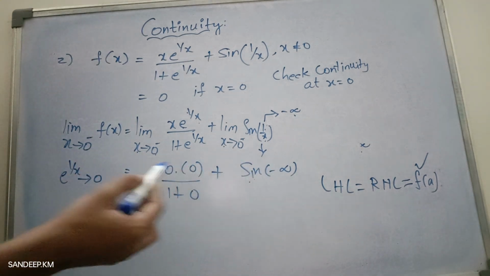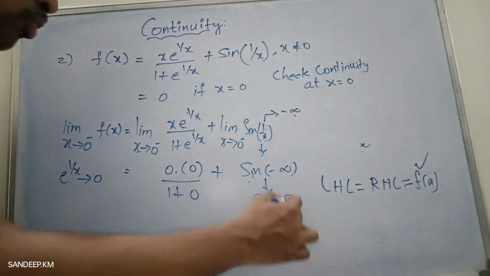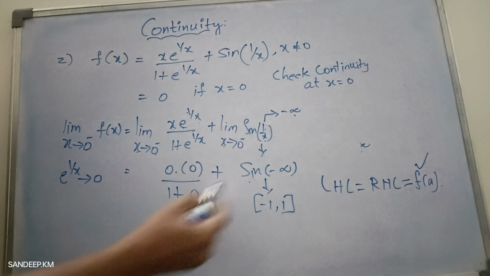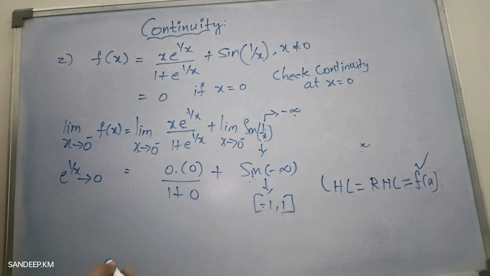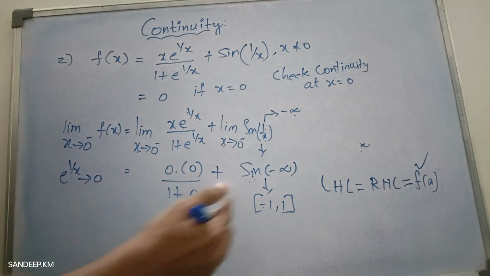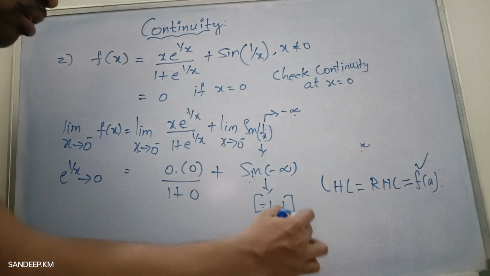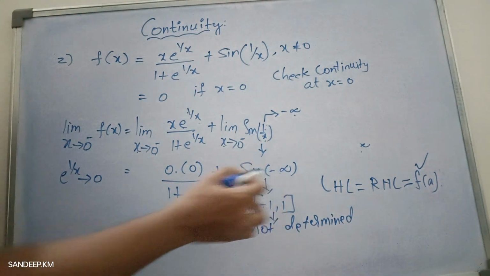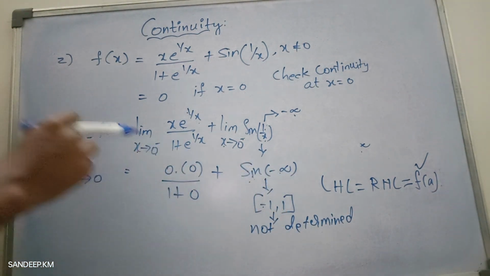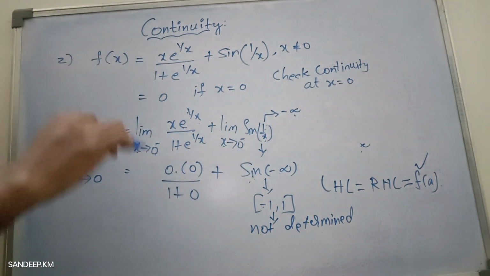Sine of any number is a finite value, and that finite value is between minus 1 and plus 1. See, sine of minus infinity is a finite value between minus 1 and plus 1, but we do not know what that value is. We cannot determine this value. We will use this concept in many upcoming problems. Keep this in mind. We have also used it in the limits chapter.